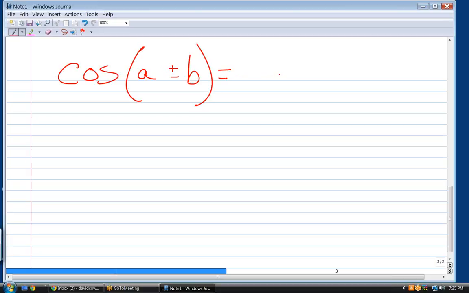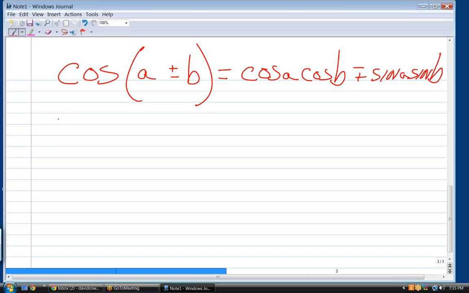It's cosine, cosine, opposite, sine, sine. So it's cosine of A, cosine of B, the opposite sign, which is minus or plus, and sine of A, sine of B.